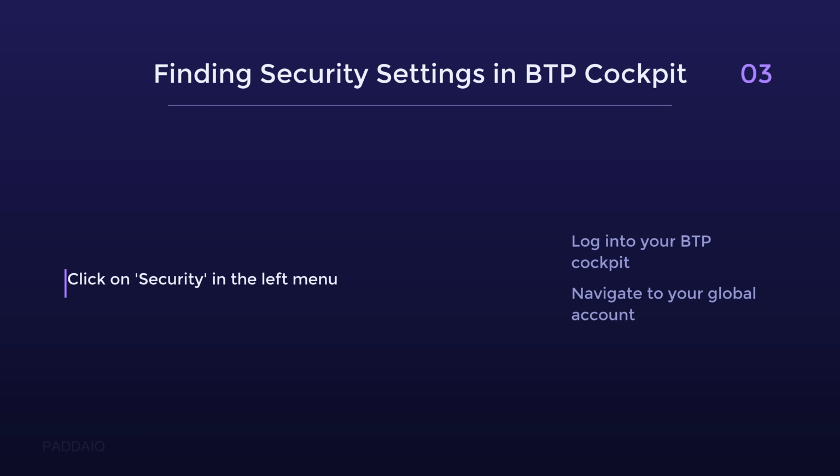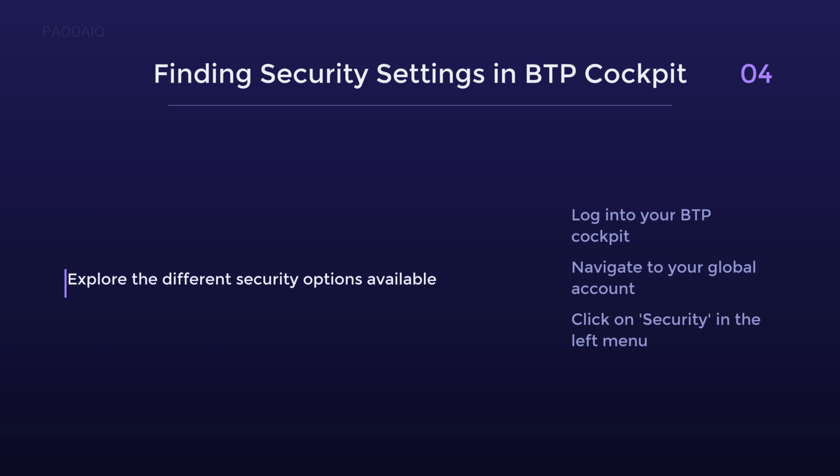Click on Security in the left menu. This opens the security area where you manage access and policies. For example, if you need to check user permissions for an application, you navigate here. This is your central hub for all security configurations in the cockpit.